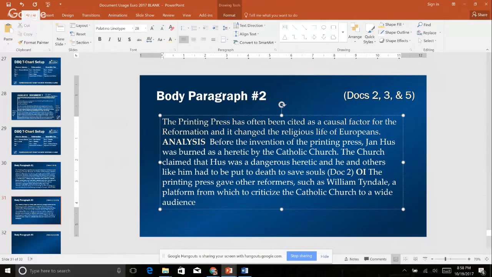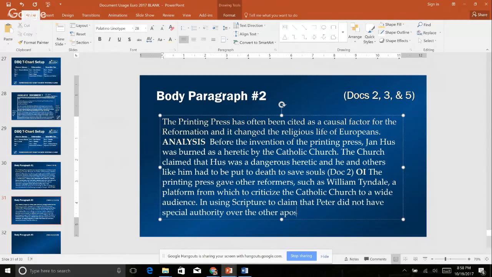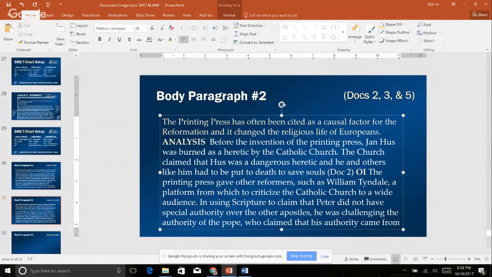I wouldn't just mention William Tyndale and say that he criticized the Catholic Church, but that in using scripture to claim that Peter did not have special authority over the other apostles, he was challenging the authority of the Pope, who claimed that his authority came from Jesus through Peter.